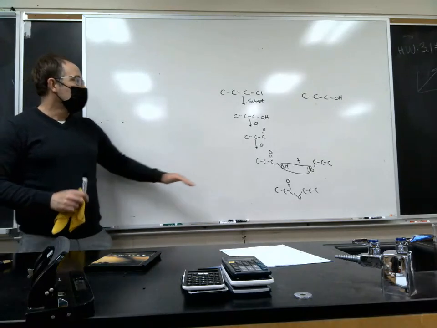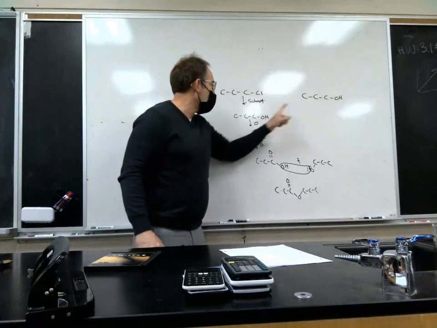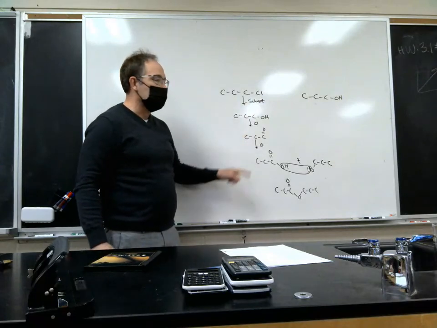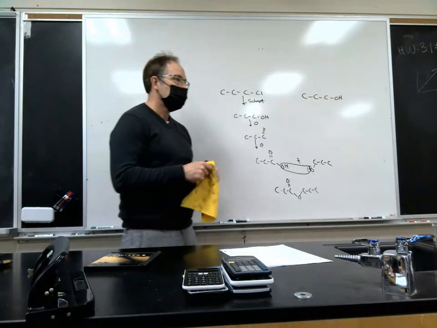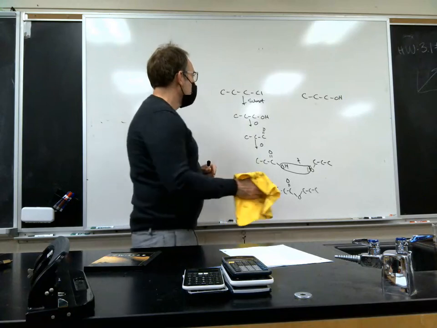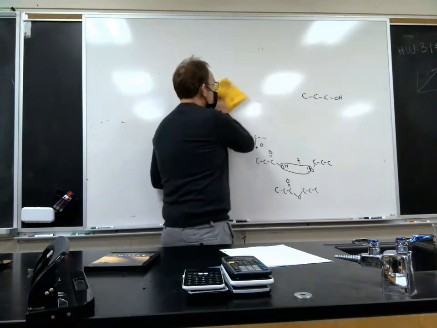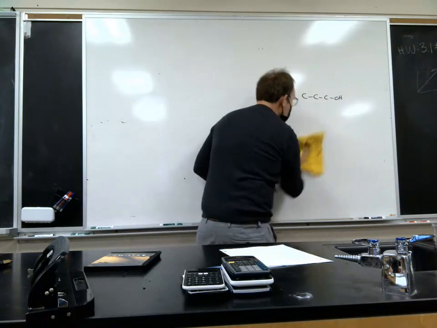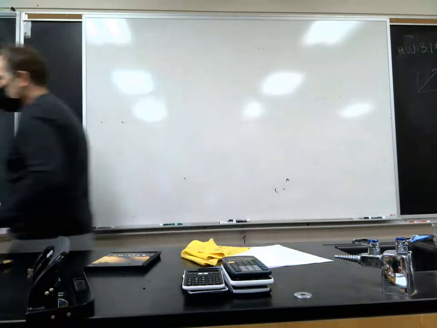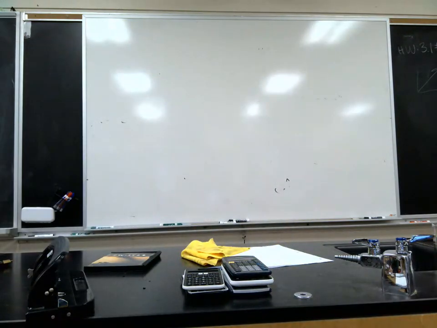To make an ester, you need an alcohol and you need a carboxylic acid. Okay, we are done. We're done part 1. There's a second part for it.